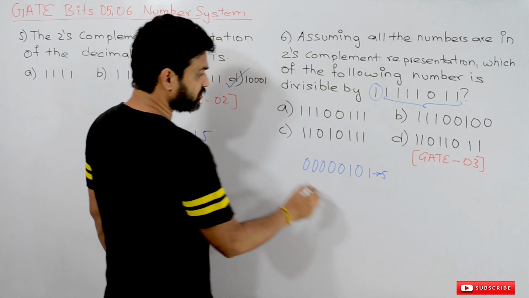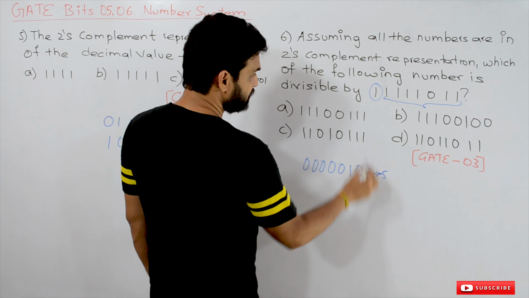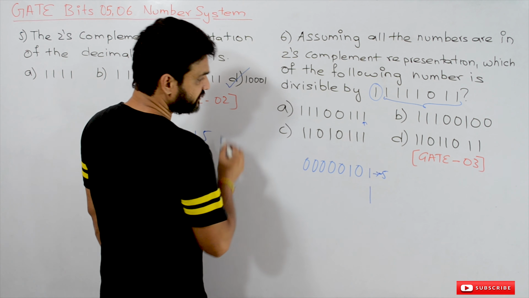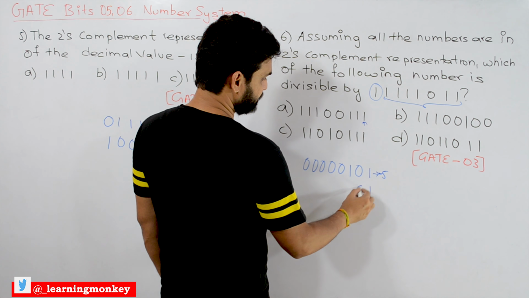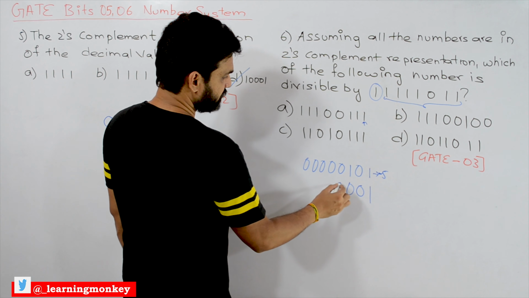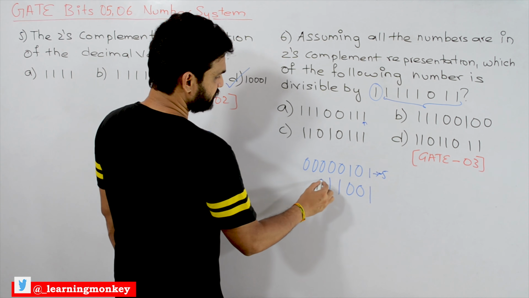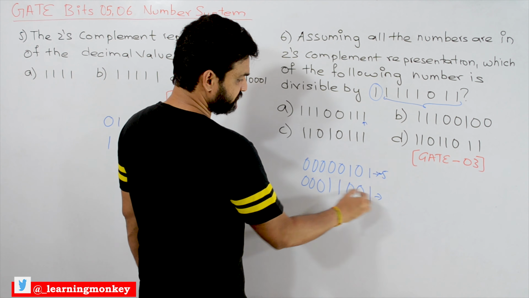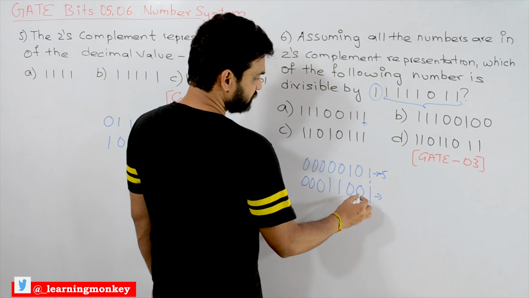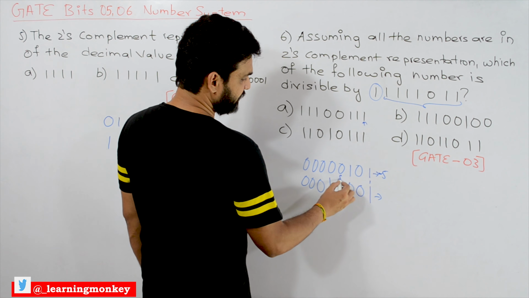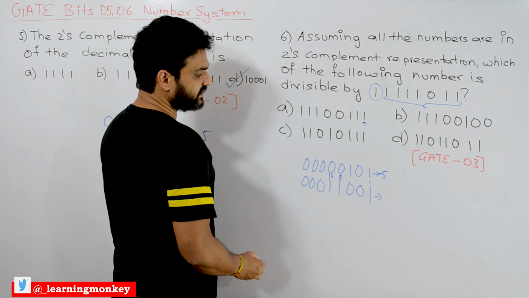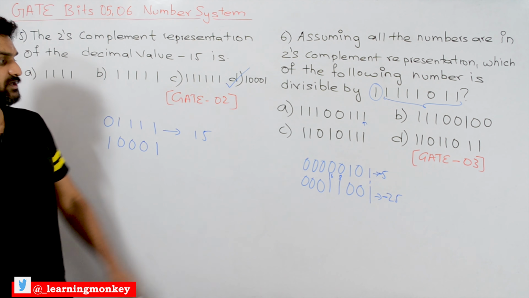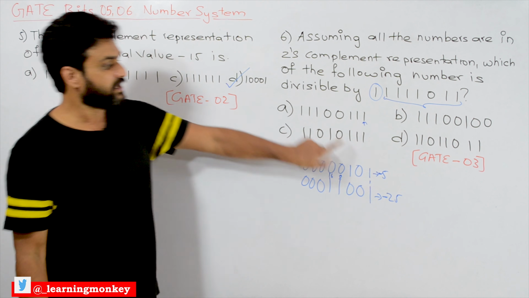Similarly, what is the 2's complement of this number? Until we find the first one, we keep the bits as they are, and all the remaining bits are complemented. That gives 110000 in binary. What is the decimal equivalent? It is 16 plus 8, that is 24, plus 1, which is 25. It is a negative number because it is in 2's complement representation, so it is minus 25.